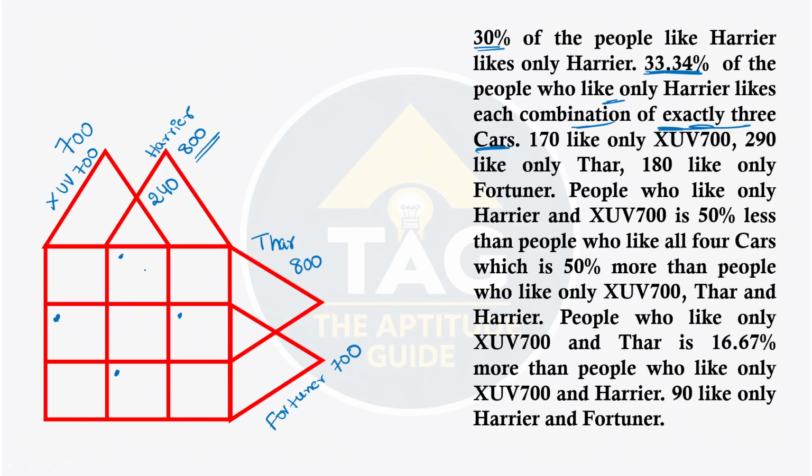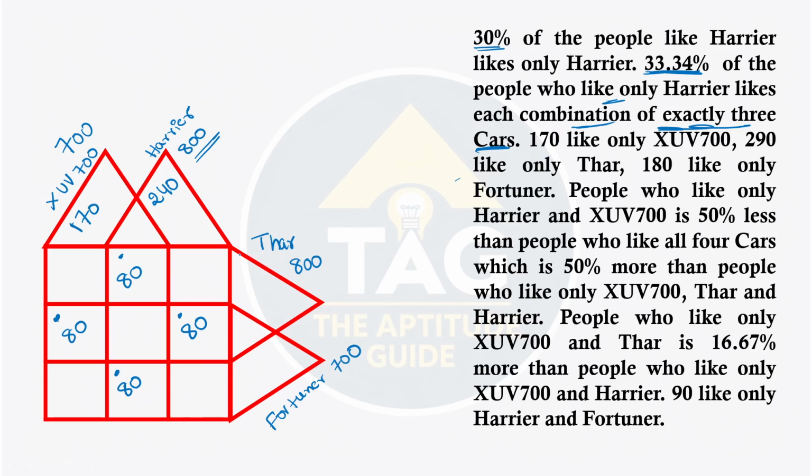One third of the people who like only Harrier: 240 like only Harrier, and one third of this value is 80. So each combination of exactly 3 cars should go with 80. Hope this part is clear. And then 170 like only XUV 700. This is clear information. Let us put it there.